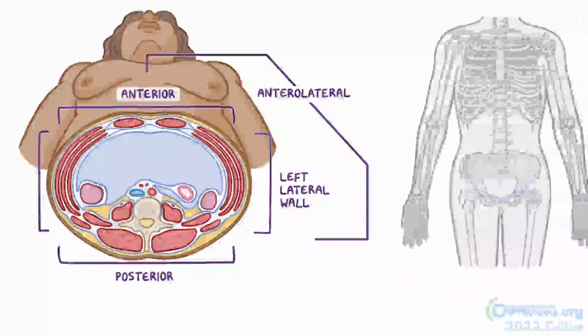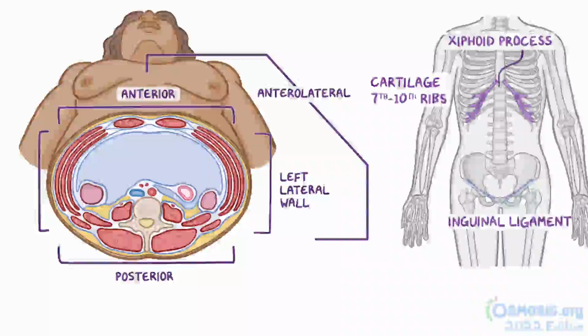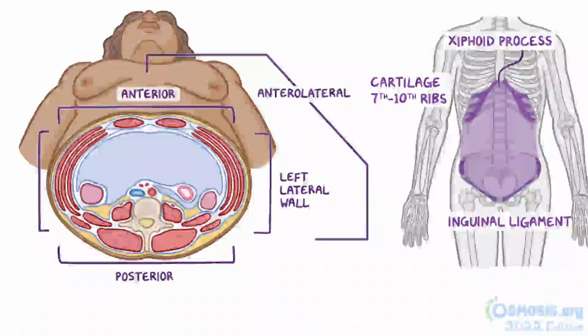More specifically, it's bounded superiorly by the cartilages of the 7th through 10th ribs as well as the xiphoid process, and inferiorly by the inguinal ligament and superior margins of the anterolateral aspects of the pelvic girdle.